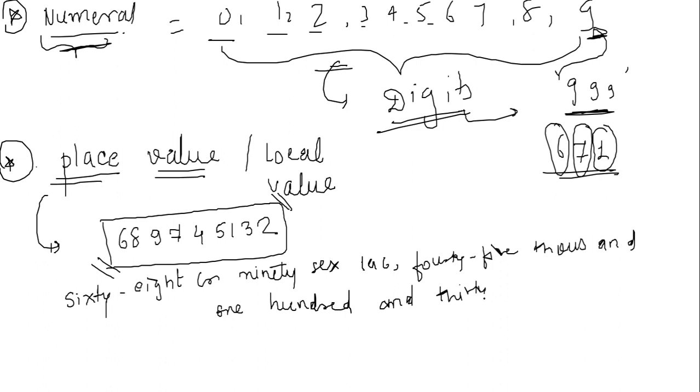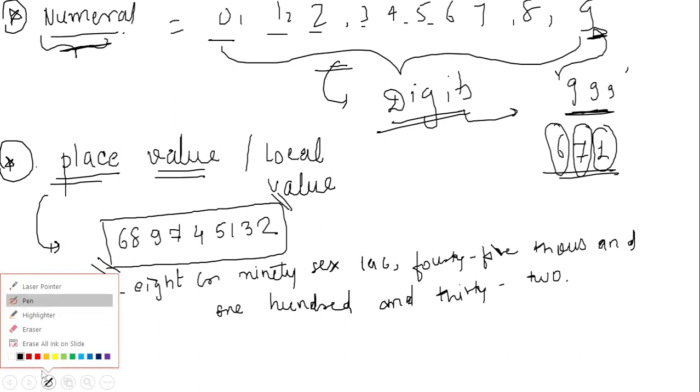Okay. Now here we have to understand, whenever we are representing this particular huge number, we are reading it as 68 crores 97 lakh 45,132. So in this particular number, if I am asking you to tell me the place value as well as the face value for all the digits given in this huge number. Okay. So for example, let me change the color of pen here.